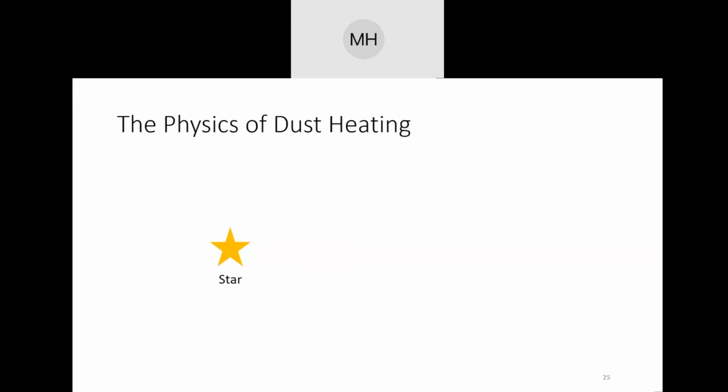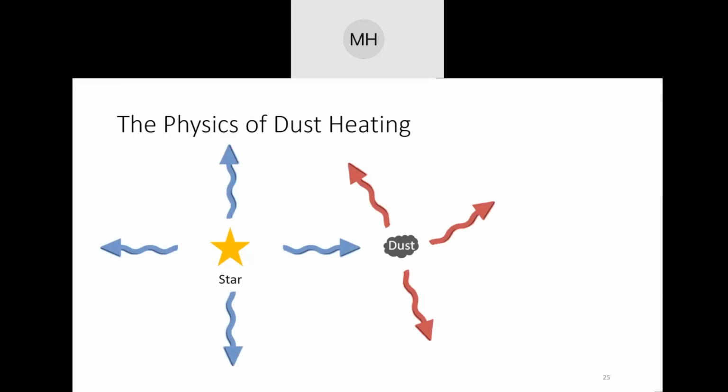Essentially, the qualitative picture is that you have a star giving off photons, and this is a hot star, so probably in the UV. It hits a dust grain. The dust grain absorbs that radiation, which causes it to heat up. Then it's going to emit in the infrared corresponding to the temperature of the dust grain.